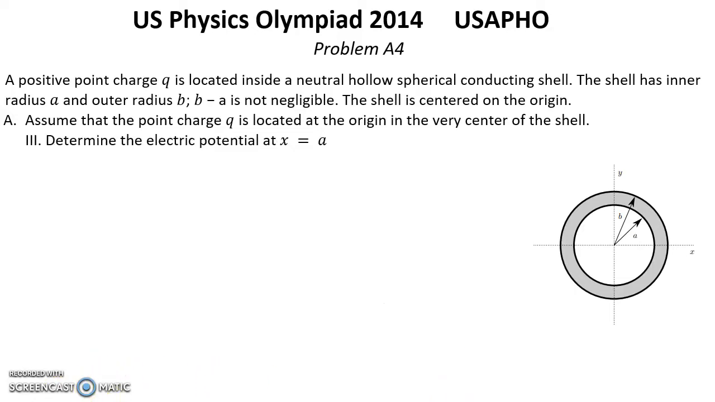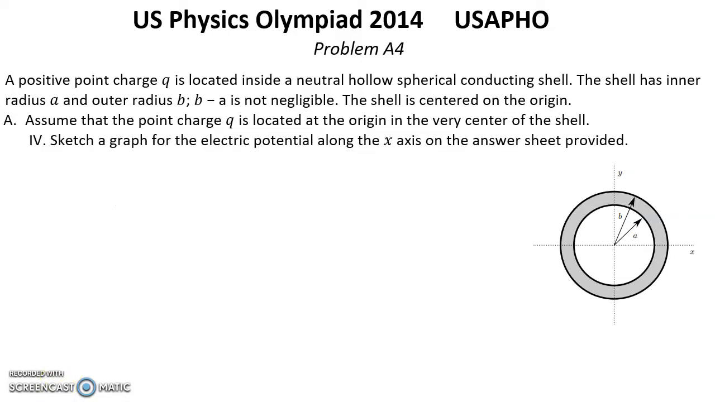Question 3. Determine the electric potential at x equals a. Solution. Because this shell is conducting, it's an equipotential surface. It means that the potential at point A is equal to the potential at point B. Outside of this, for radius greater than B, the electric potential is the same as the potential for the charge inside the sphere. So this is the expression for the potential at points A and B, which is equal to 1 over 4 pi epsilon 0 Q over b.